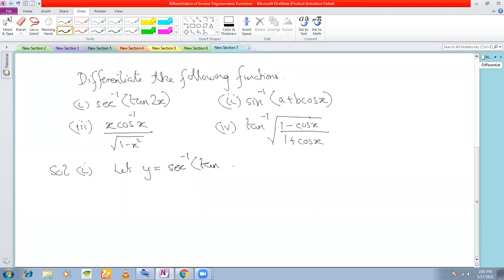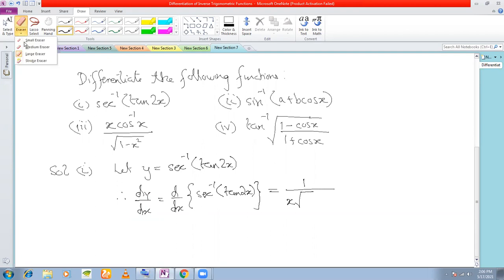Yes, sir. So if you see, the derivative formula that I gave you was 1 by x root(x square minus 1). But x here is tan 2x. So you get 1 by tan 2x root(tan square 2x minus 1) into the d/dx of tan 2x.